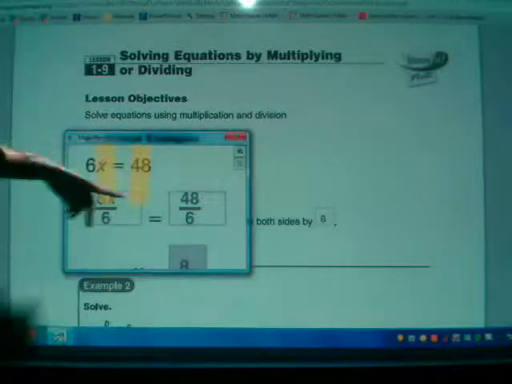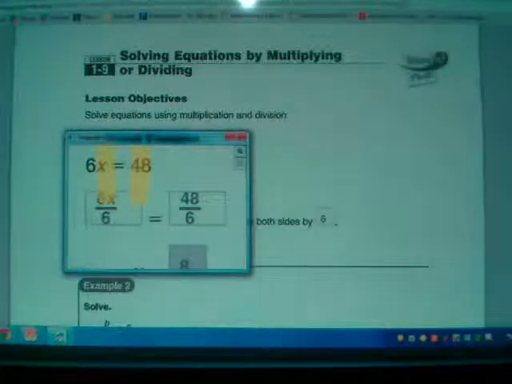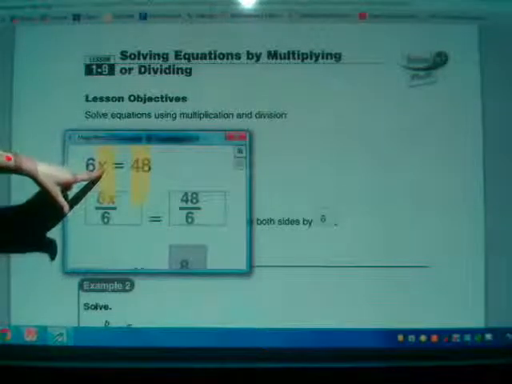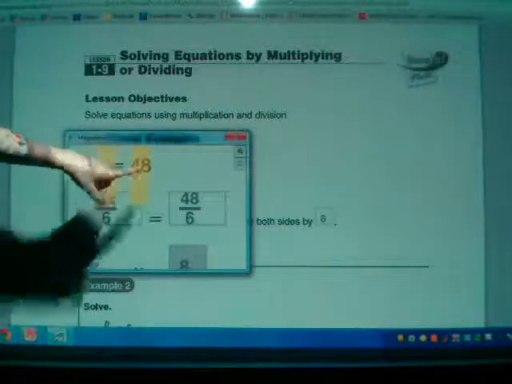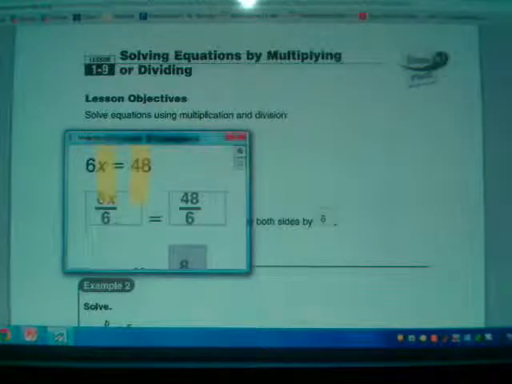On the right side, I've got 48 divided by 6. 48 divided by 6 changes into 8, and that is indeed my solution. We can check it again, just like we did yesterday. 6 times 8 is 48. Since the other side says 48, we've balanced the left and the right side of the equation. Since the numbers match, we've solved it correctly.